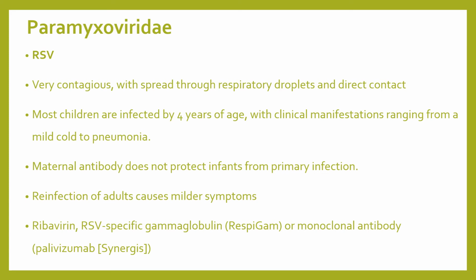So RSV is very contagious and spreads by respiratory droplets and direct contact. Most children are affected by 4 years of age, with clinical manifestations ranging from a mild cold to pneumonia. Maternal antibody does not protect the infant from primary infection, and infection of adults causes milder symptoms.